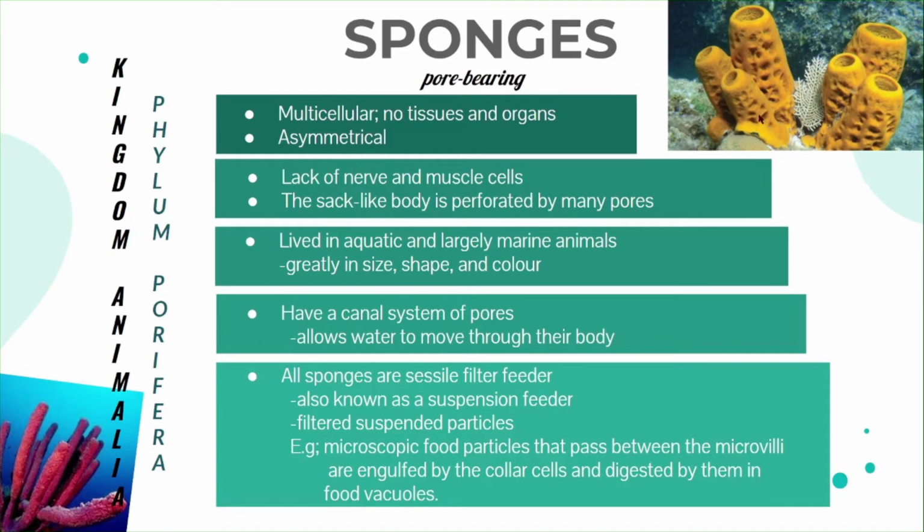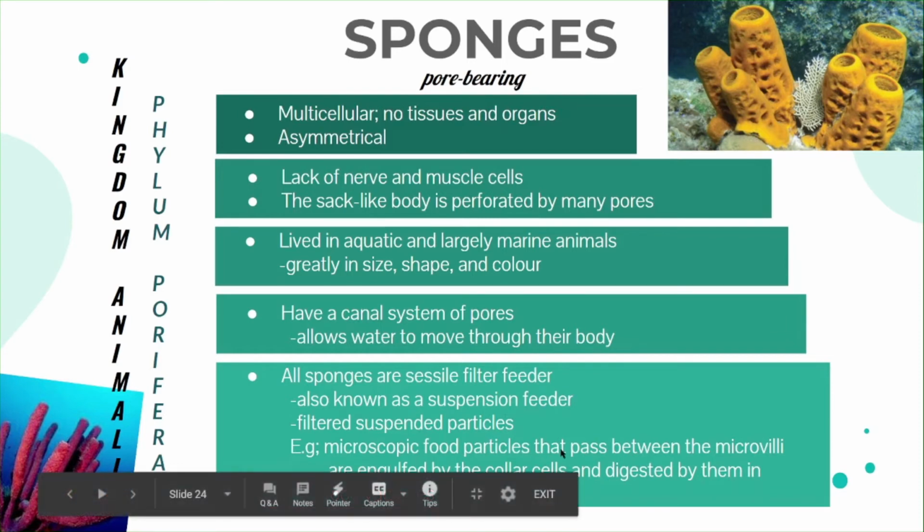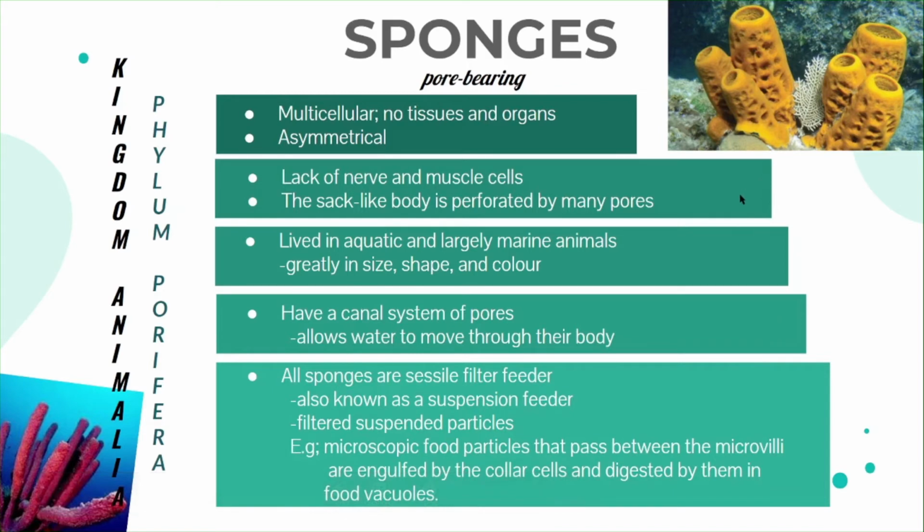So we can see the sac-like body is perforated by many pores, and they are largely marine animals which vary in size and shape. They have a canal system of pores which allows water to move through their body, and they are filter feeders, known as suspension feeders, which filter the food particles. For example, the microscopic food particles that pass between the microvilli are engulfed by the collar cells, which I will explain more, and digested by them in food vacuoles.